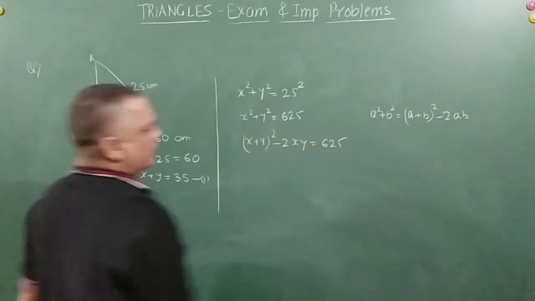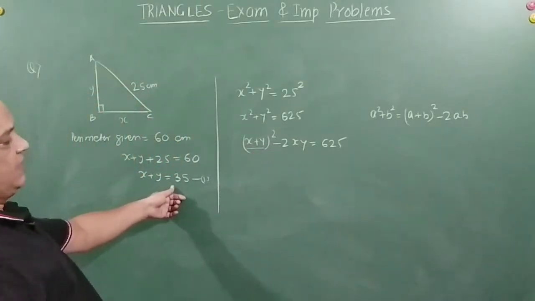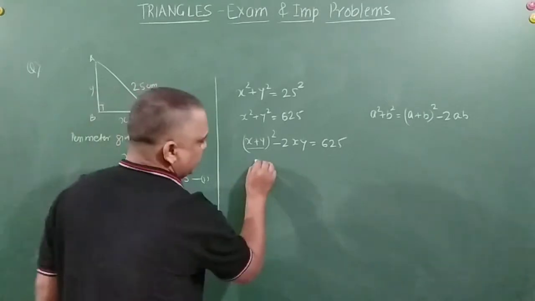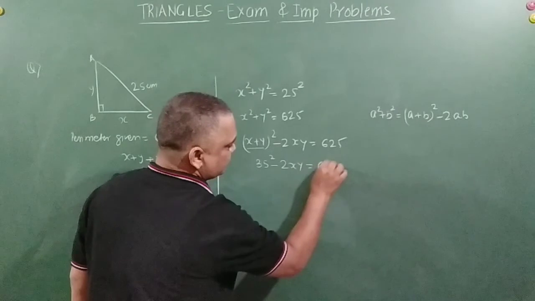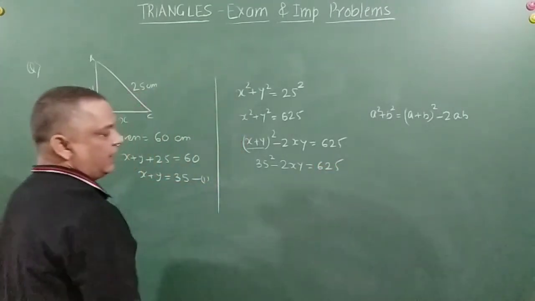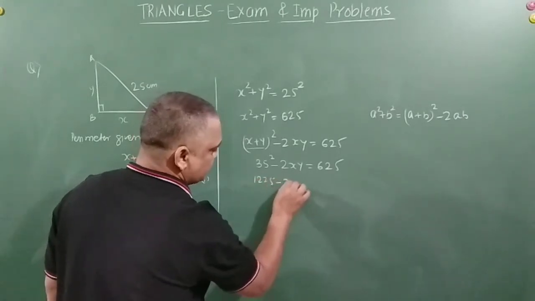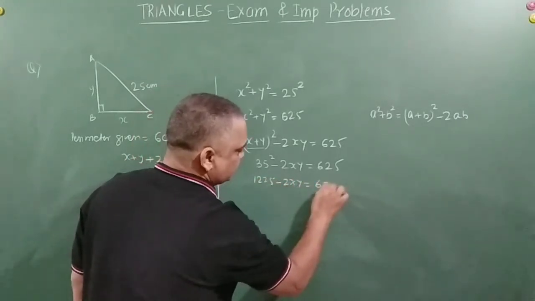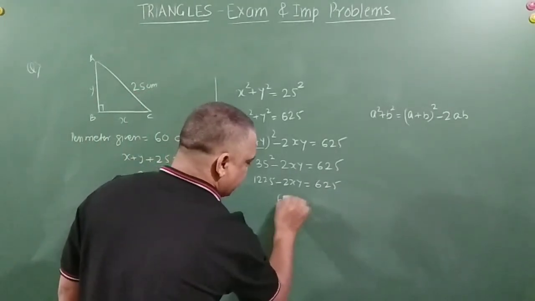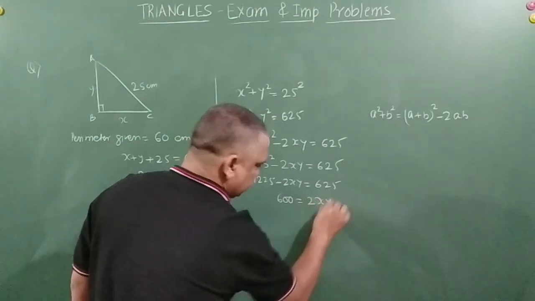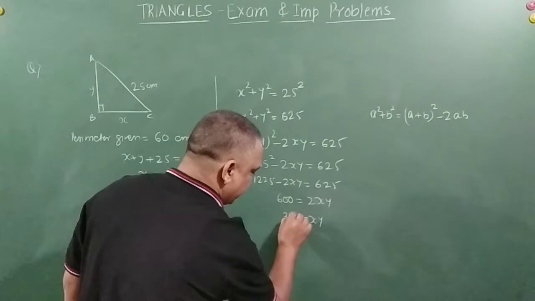Now x plus y is known to us, which is 35 from equation number 1 here. So 35 square minus 2xy is equal to 65. Again using Vedic mathematics, this is 1225 minus 2xy is equal to 625. So this says that 600 is equal to 2xy. This says that xy is equal to 300.